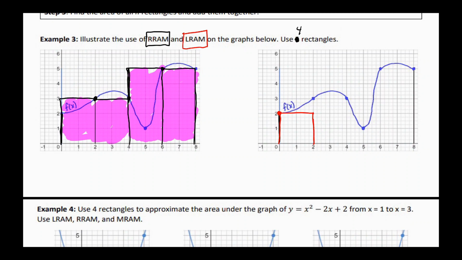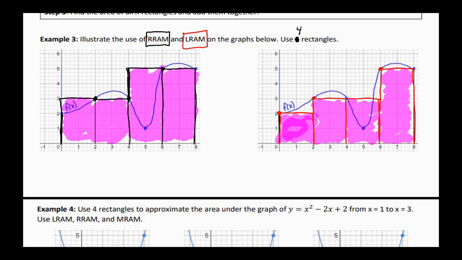Okay, go up on the left side, go up until I hit the function, make a dot, come over, go up until I hit the function, 2 units. I always go over 2 units because each one has to be 2 units wide. Done. So that's the illustration of it.